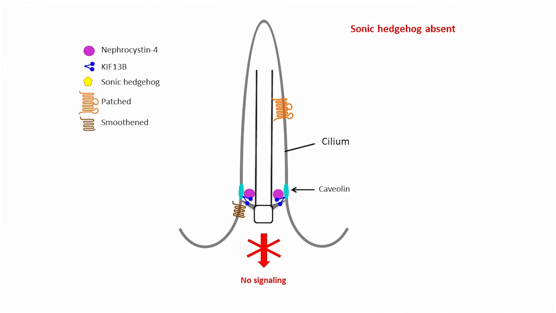When sonic hedgehog ligand is present, it binds to patched in the ciliary membrane. This causes patched to exit the cilium, which in turn triggers ciliary entry of smoothened. The ciliary entry of smoothened then initiates a series of downstream events that culminates in activation of the signaling pathway.